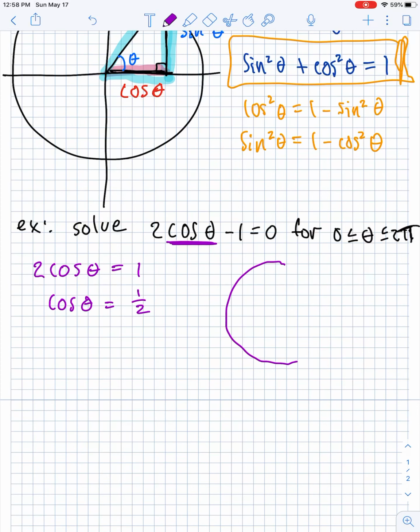All you need to do is draw a quick unit circle and think about where cosine is equal to positive 1/2. The positive 1/2 should set off an alarm bell that that's a side in a 30, 60, 90 triangle.